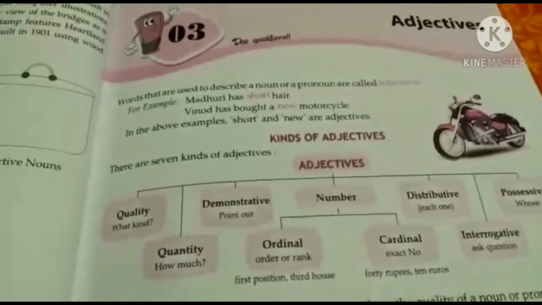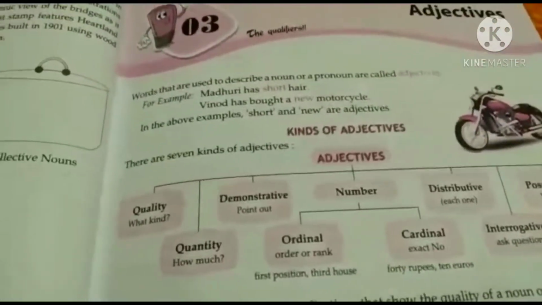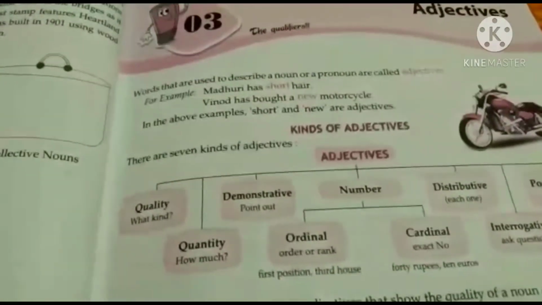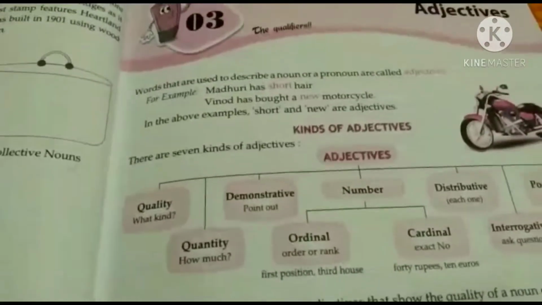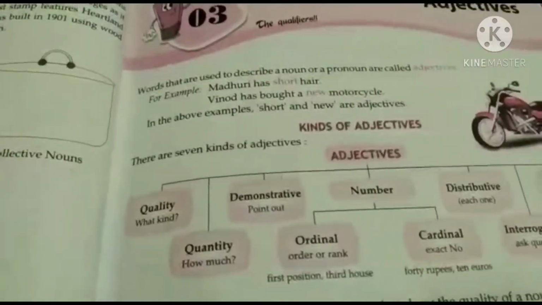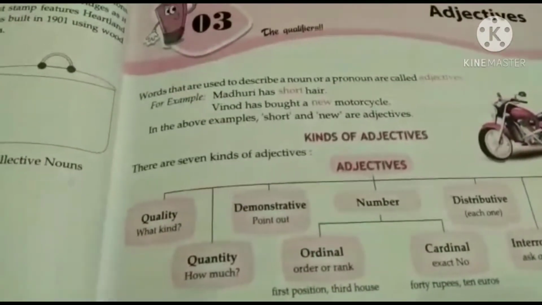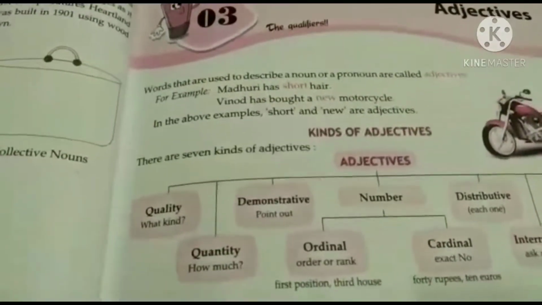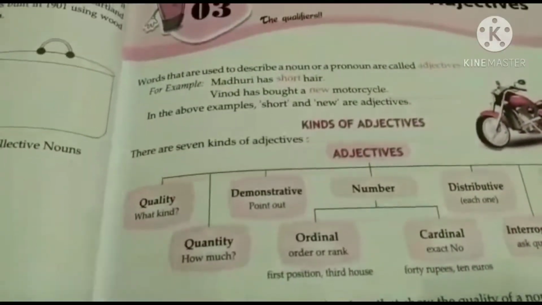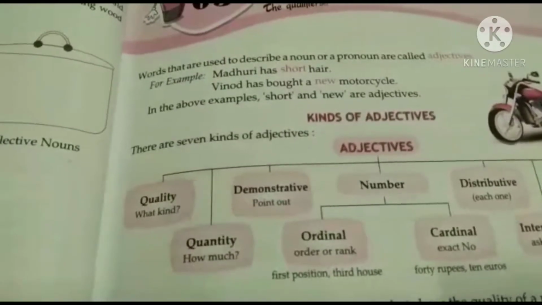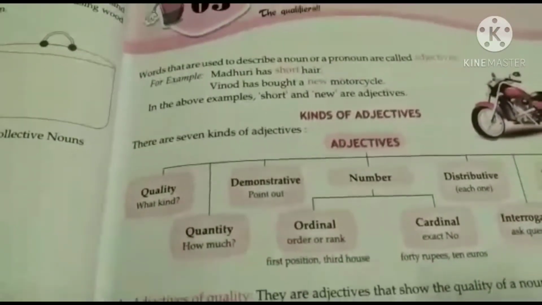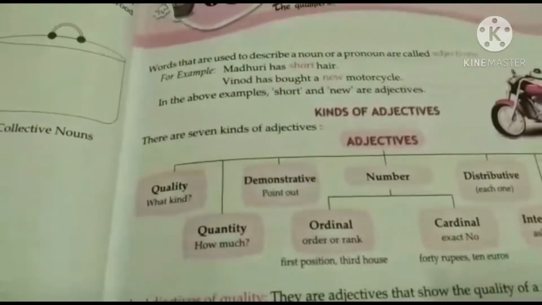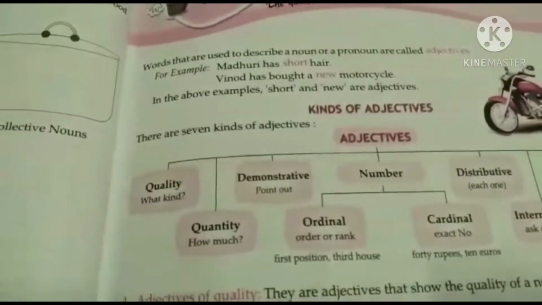In the previous video, I already explained adjectives and the kinds of adjectives. Once again, we revise it. What is an adjective? Words that are used to describe a noun or pronoun are called adjectives. You can see the example here. Madhu has short hair. Vinod has bought a new motorbicycle. In the above examples, short and new are adjectives because they qualify the noun.